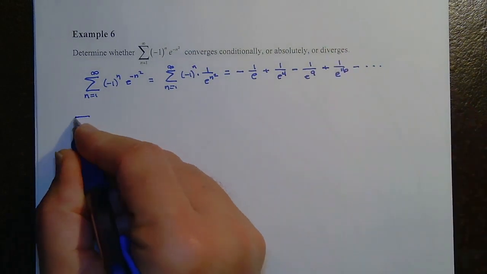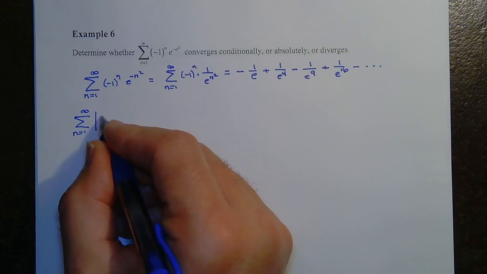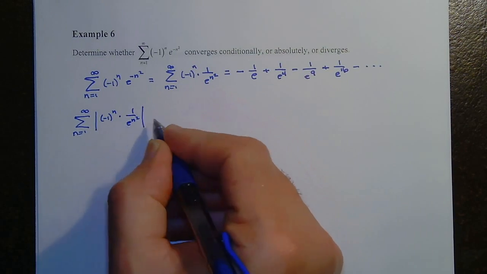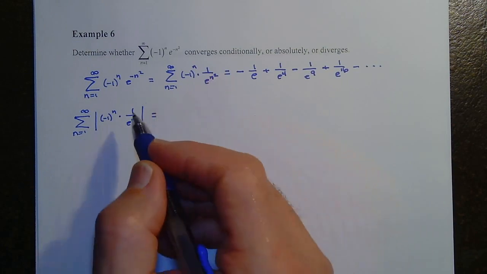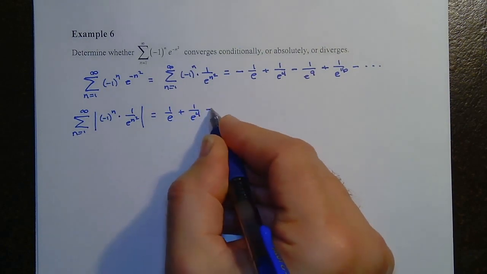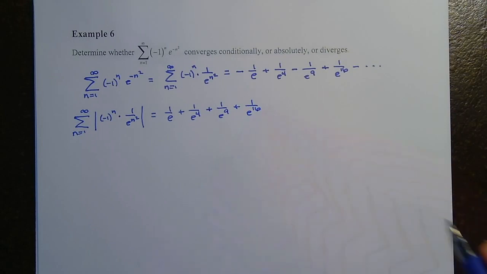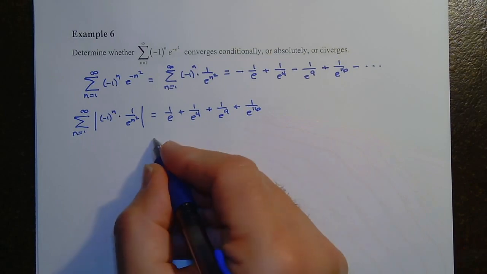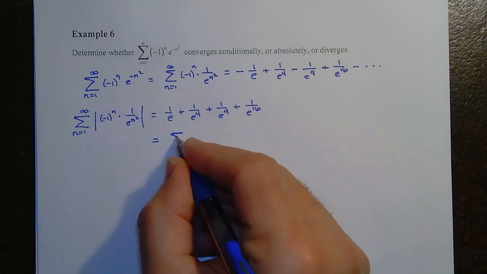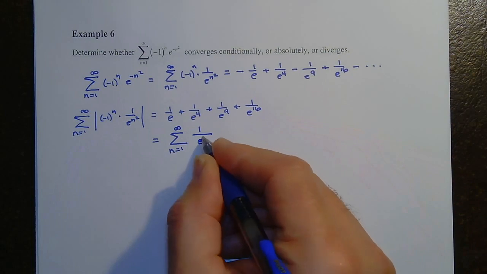So let's take a look at the sum from n equals 1 to infinity of the absolute value of (-1)^n times 1 over e to the n squared. The -1 is not going to be there, because we're taking the absolute value. So really, this is going to be 1 over e plus 1 over e to the 4th plus 1 over e to the 9th plus 1 over e to the 16th. We could write this more simply, without even needing the absolute value, as the sum from n equals 1 to infinity of 1 over e to the n squared power.